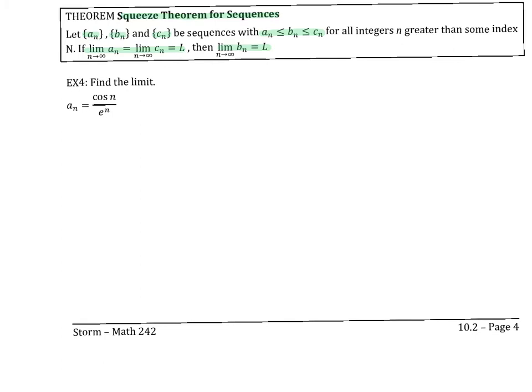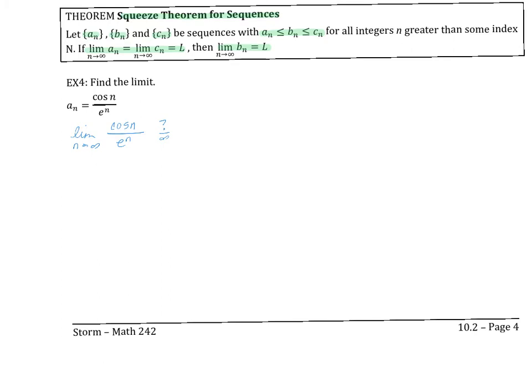Let's look at example 4. Notice that if I were to take the limit as n goes to infinity of cosine of n over e to the n, well, the denominator is going to be infinity, but I don't know what the numerator is because the cosine function oscillates from -1 to +1, and values in between.